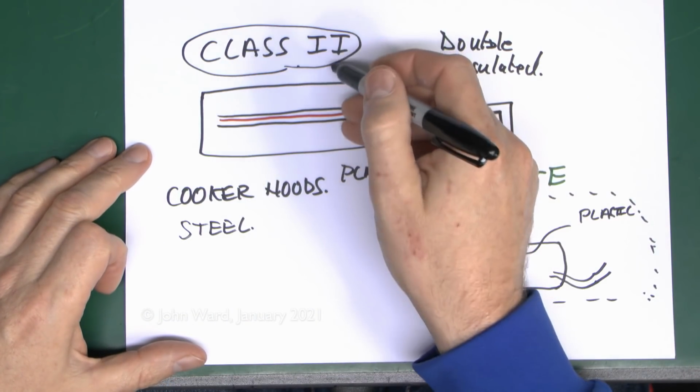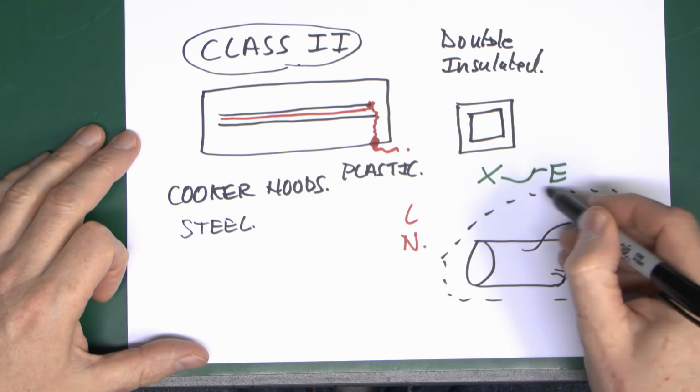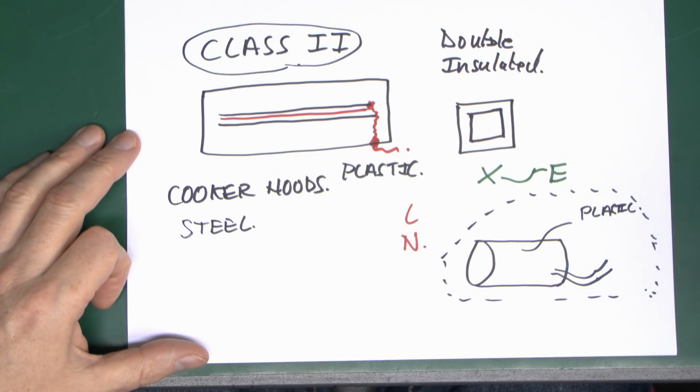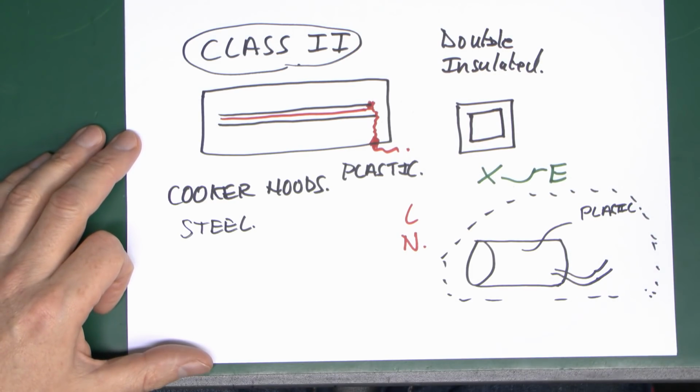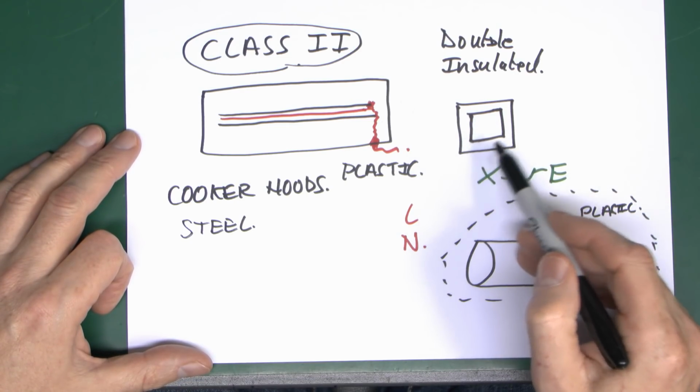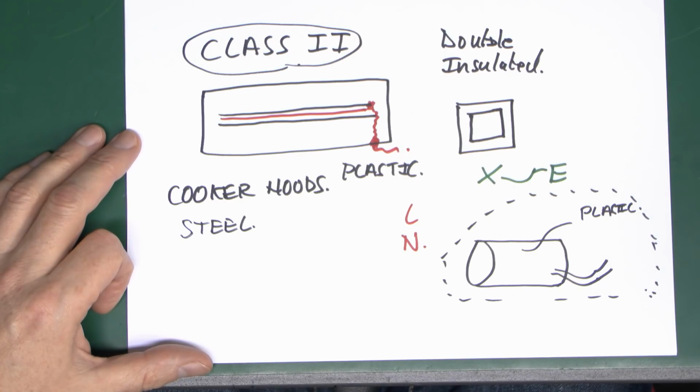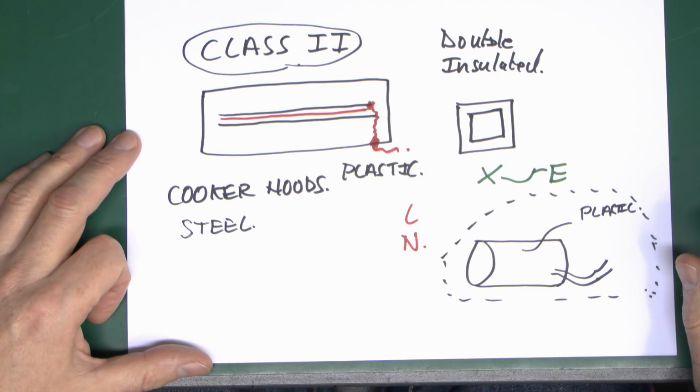So key thing with class 2 items, there is no connection to earth or the protective conductor, and you shouldn't attempt to add one, because in most cases that will make it worse. So when you're installing these things, don't assume that metal means class 1. Have a look for the symbol there, check in the manufacturer's instructions, because it will specify what class it is and of course how it's going to be connected.